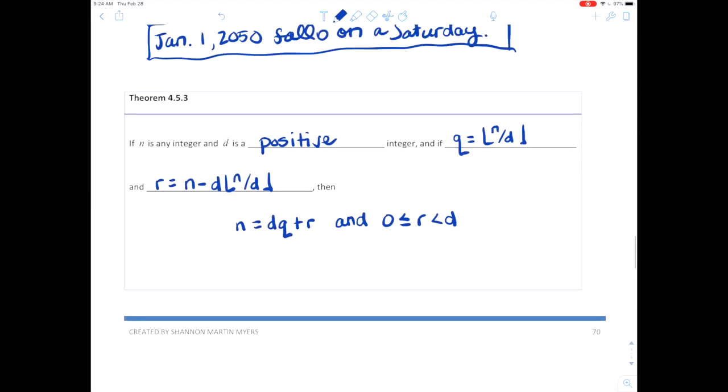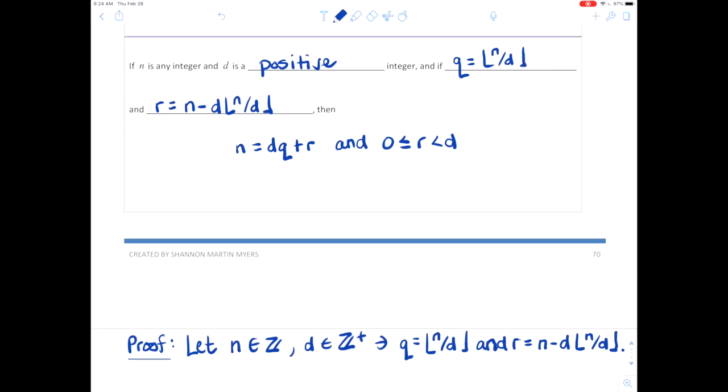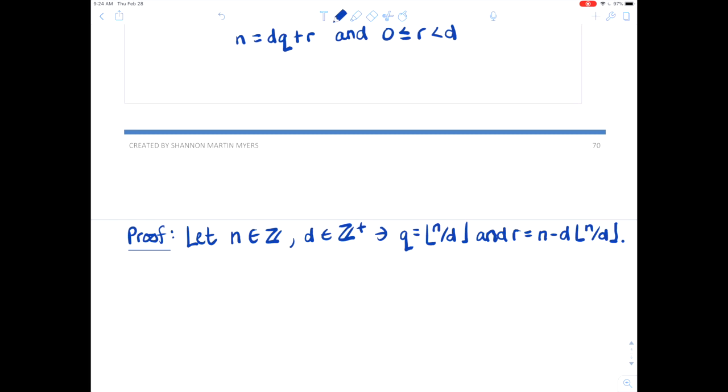So let's see what we've got. I mean, evil plan is we need to show two things. We need to show that n equals d times q plus r, and we need to show that 0 is less than or equal to r is less than d. So let's start with the dq plus r business. So d times q plus r is equal to d times, well, what is q? It's the floor of n divided by d. And then r is n minus d times the floor of n divided by d. Okay, but aren't they the same expression, right? And they have opposite signs, right? So what are we left with? Good, we're left with n. So that's the first part of the proof.